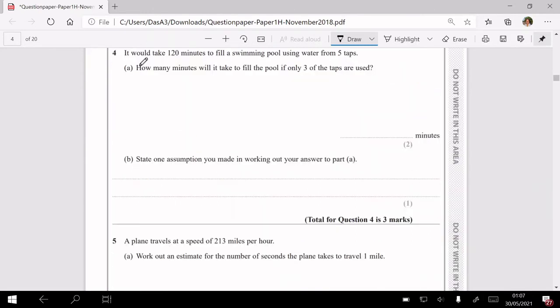So let's look at here. It would take 120 minutes to fill a swimming pool using water from 5 taps. How many minutes will it take to fill the pool if only 3 of the taps are used? So we have taps, we have minutes. 5 taps takes 120, 3 taps. So how do you get from 5 to 3? That is times by 3 over 5.